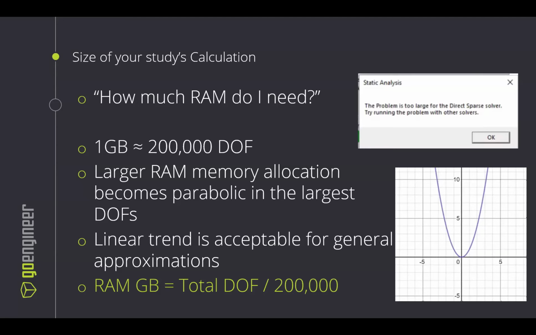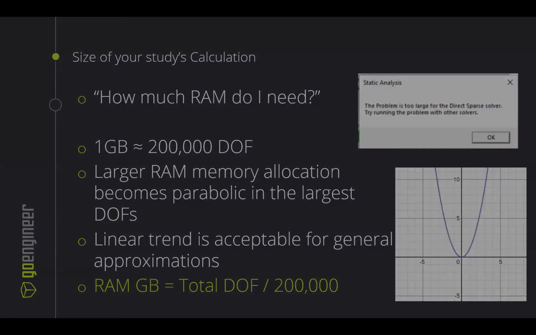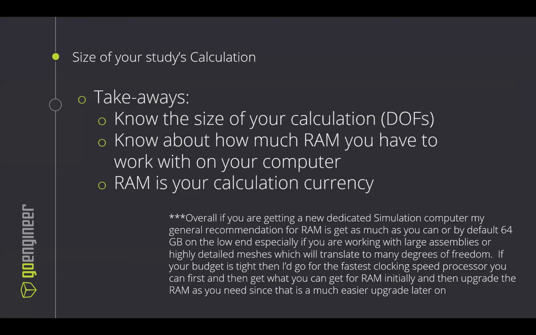So if I divided that by 200,000, then I can figure out how much RAM I could use on my machine. So just divide your total degrees of freedom by 200,000, and that'll roughly give you how much RAM you're going to be using. Not exact, so you may want to adjust maybe 10%, a little bit more, just to be on the conservative side, especially if you're doing some professional consulting or something. It's always good to have a little bit of buffer.